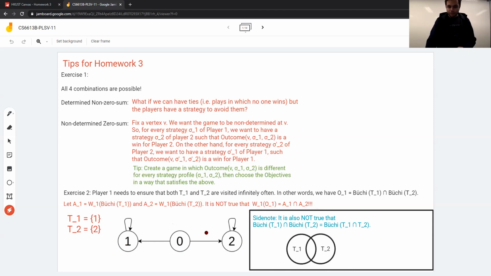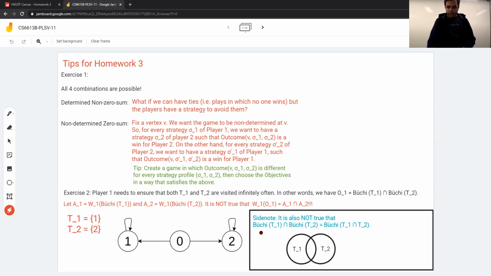You can't do that. And another thing that some people did, this was less common, but I have to also mention this, is that Büchi of T1 intersection Büchi of T2 is not Büchi of T1 intersection T2. These two are different. So what the first one says is that I want to visit T1 infinitely many times, and I also want to visit T2 infinitely many times. What the second one says is that I want to visit the intersection of T1 and T2 infinitely many times.